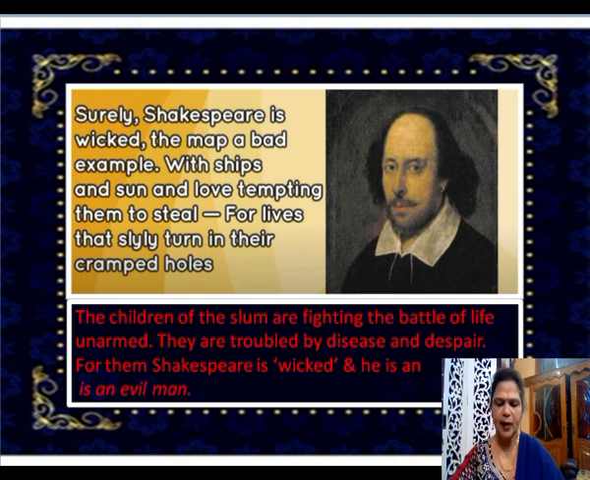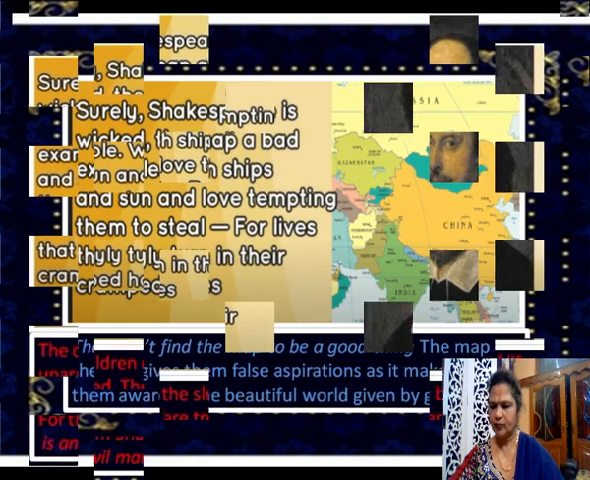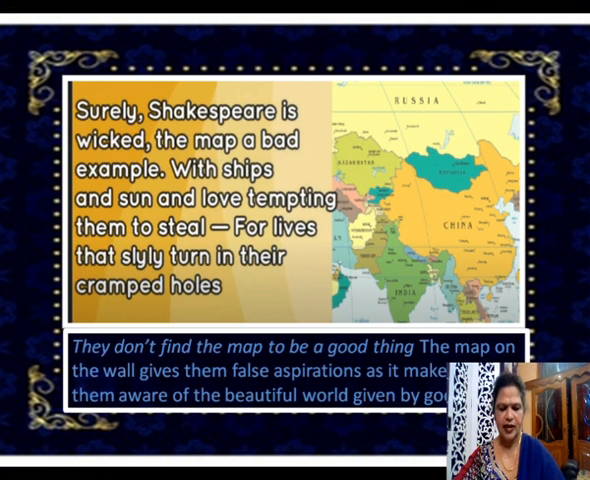They are troubled by disease and despair, which is their lot. For them, Shakespeare is wicked and he is an evil person for these children. Now, the next line. The map is a bad example. Now, the explanation. They don't find the map to be a good thing.